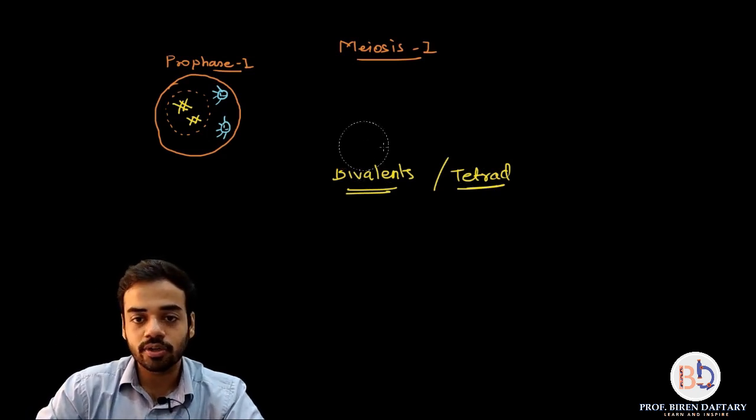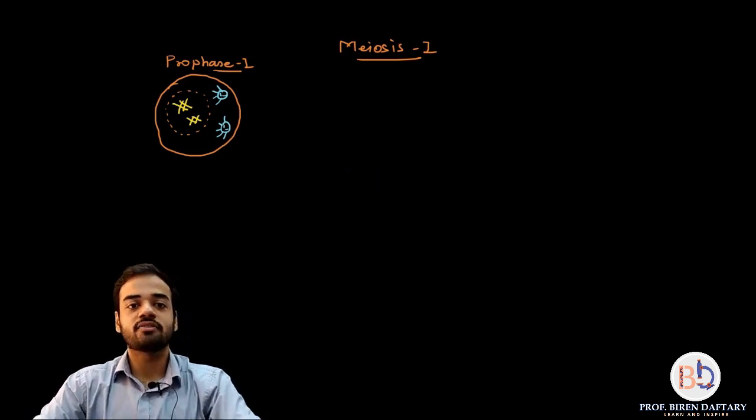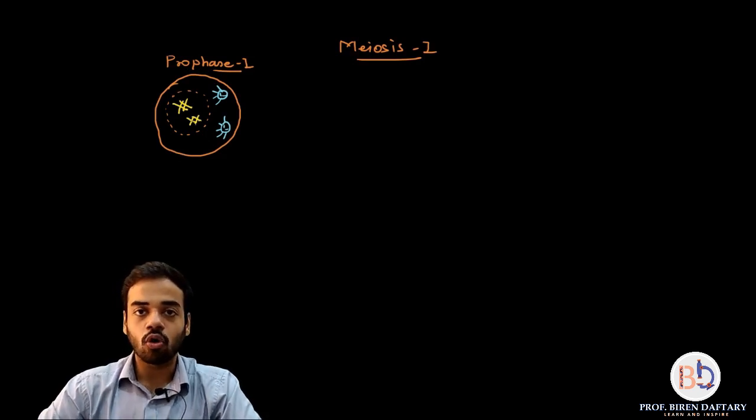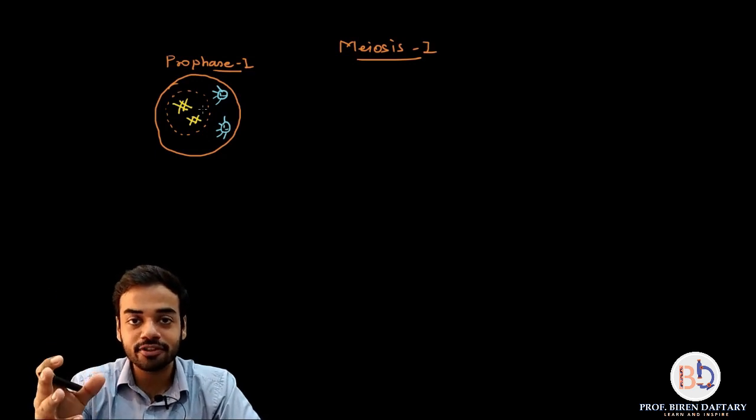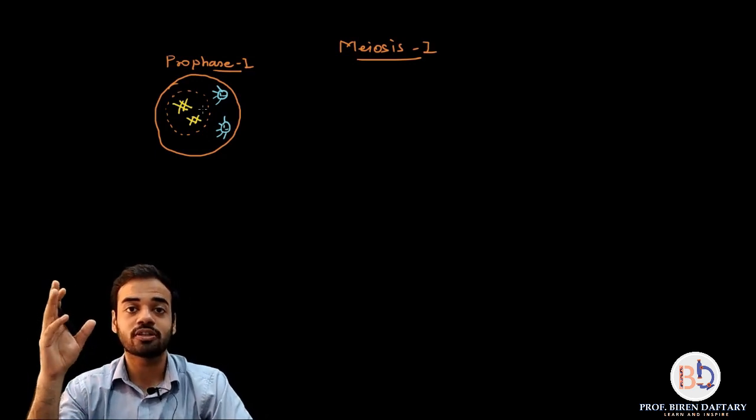Is this clear? Okay, so that completes our prophase 1. All the steps are the same as the prophase of mitosis. The only difference is homologous chromosomes are formed.